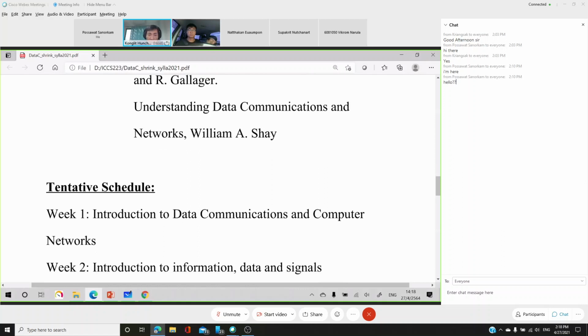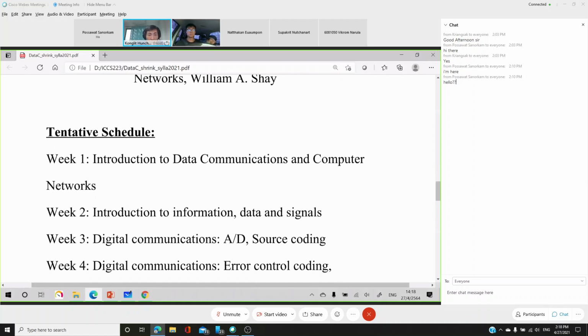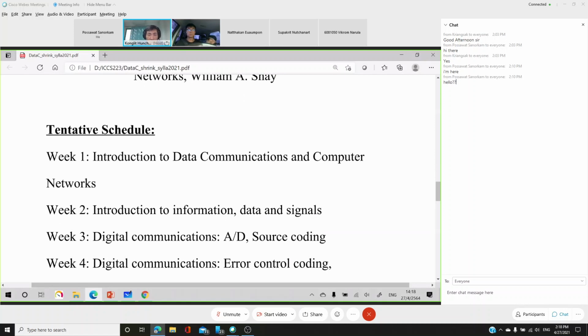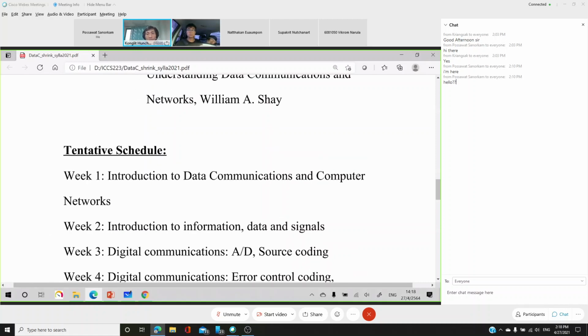And let's take a look at our schedule here tentatively. So the first week, this week, is going to be introductions to data communications and computer networks. Okay.